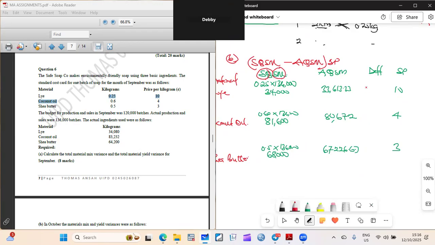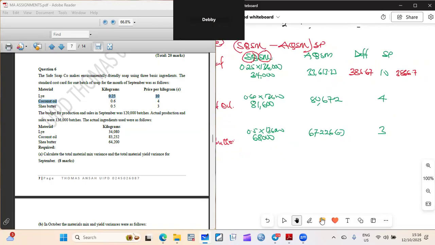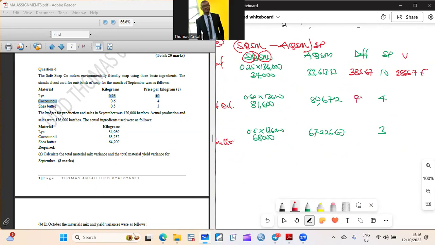So the first one, 386.67. So that one mean here will be 3866.7, right? Yeah. The second one, 928. 928. One multiply. Yes, ask your question.